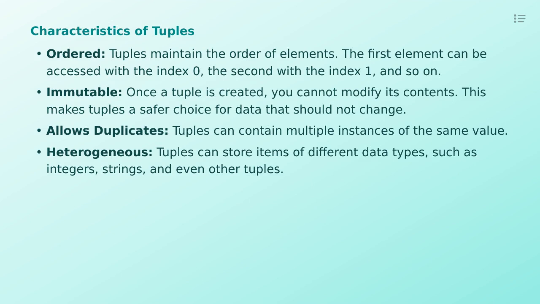First, ordered. Tuples maintain the order of elements. The first element can be accessed with the index 0, the second with the index 1, and so on. Also, immutable. Once a tuple is created, you can't modify its contents. This makes tuples a safer choice for data that shouldn't change.